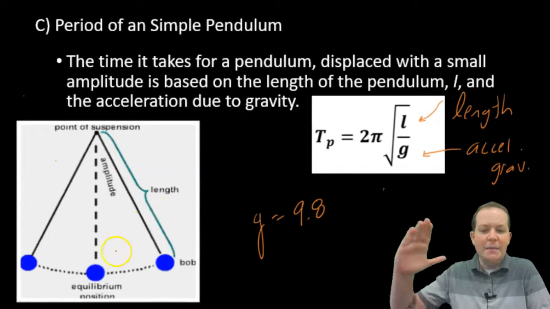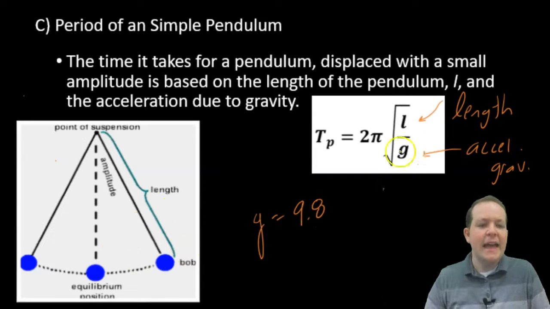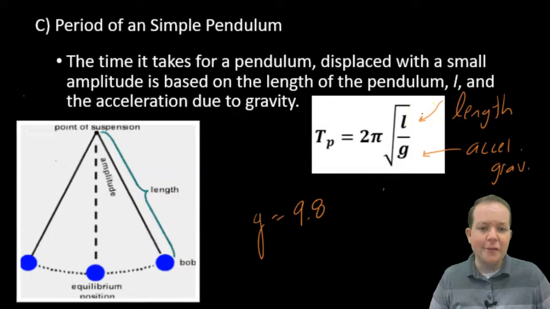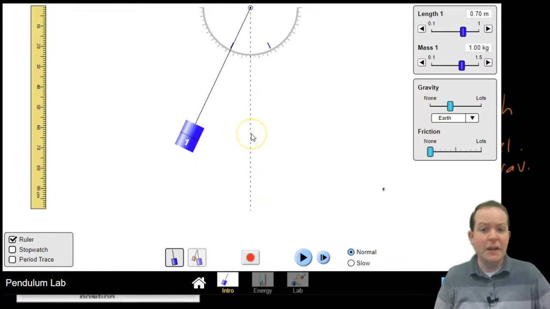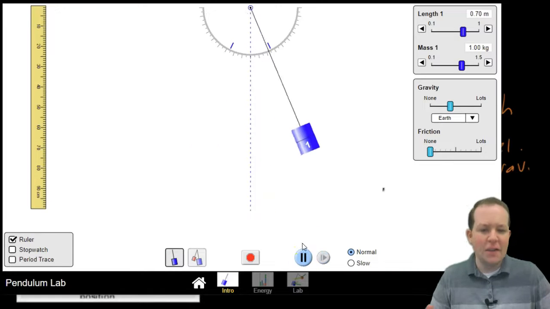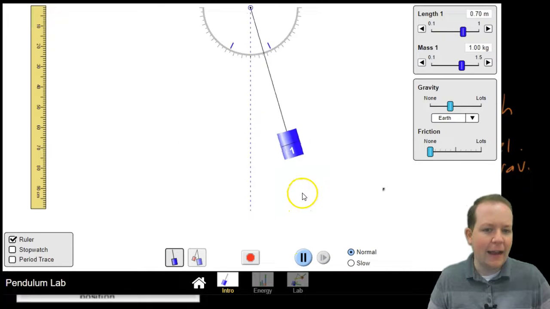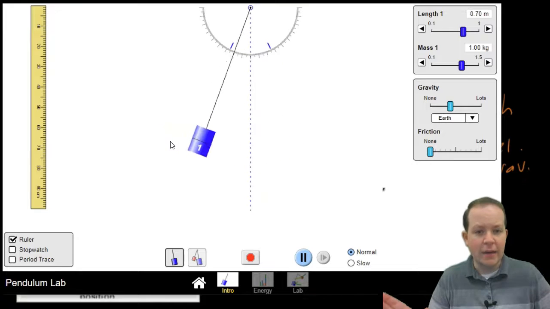So how much time does it take a pendulum to swing back and forth? It's based on gravity, and it's also based on length. To be honest, what might be a little surprising is it's not actually based on anything else. I have here a simulation from PhET. They have some great simulators. Here I have a pendulum. It's swinging back and forth and back and forth. It takes some amount of time for one period.